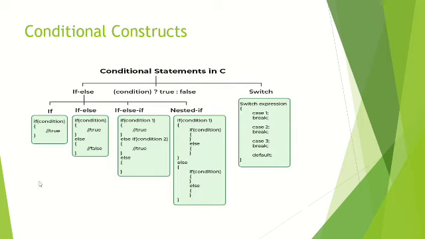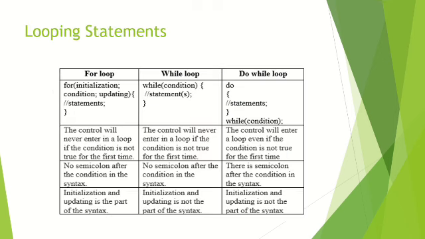Then let's go to the looping statements. Looping statements in C consist of three types: for loop, while loop, and do-while loop. In a for loop, we write initialization, condition, updating, then the block of statements. In a while loop, we write the condition, then the block of statements. In a do-while loop, we write the block of statements in do, then write the condition in the while.